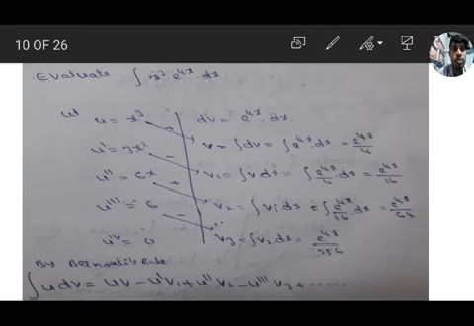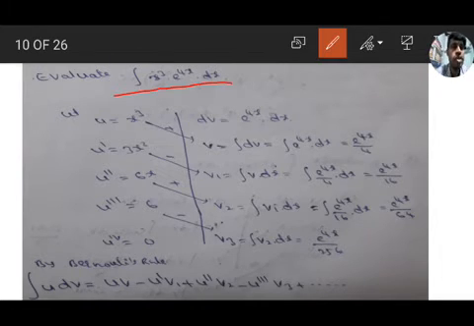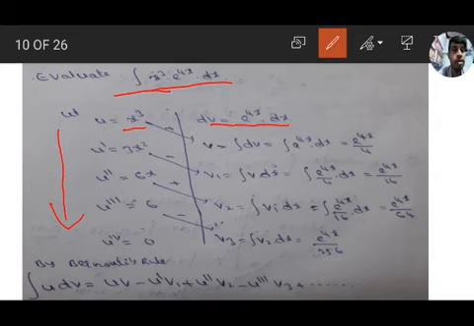Evaluate. First problem. Evaluate the integral of x cube into e to the power of 4x dx. Let u equal to x cube, the first function, and dv equal to e to the power of 4x dx.